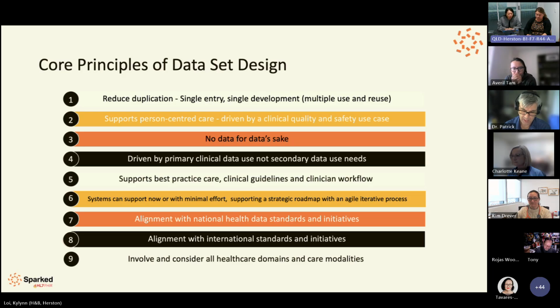We also reviewed our core principles of dataset design. So thinking about making sure that we are focusing on reducing duplication, so single entry, multiple reuse. We want to support person-centered care and not just collect data for data's sake, thinking about primary clinical data use, but considering secondary data use needs, though that's not our primary purpose. And we want to support best practice care, clinical guidelines and clinical workflow, and align where possible.